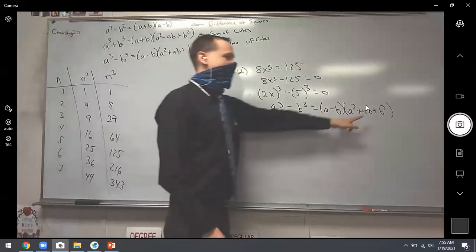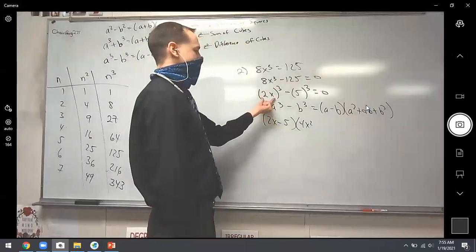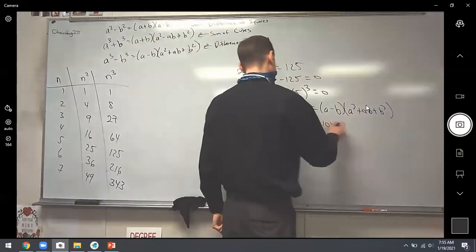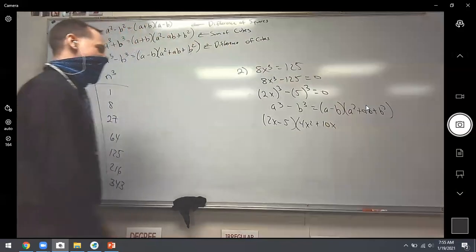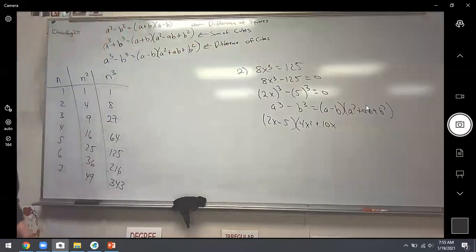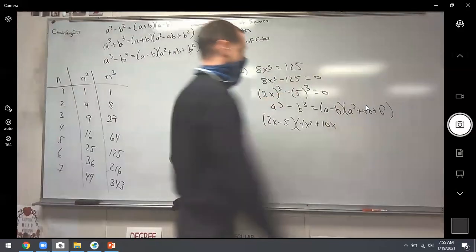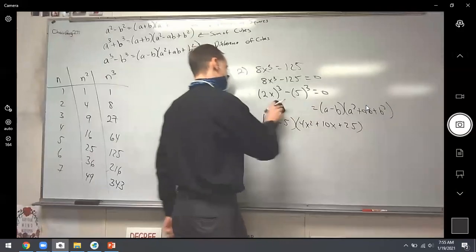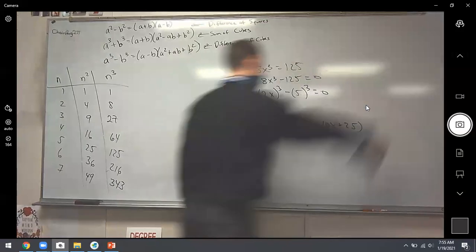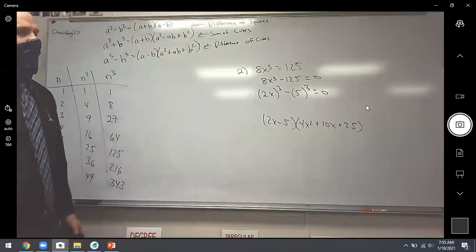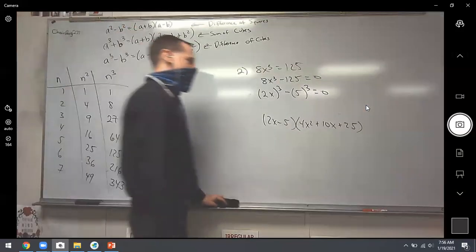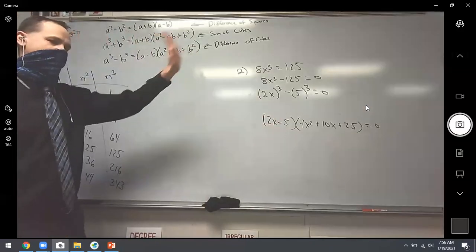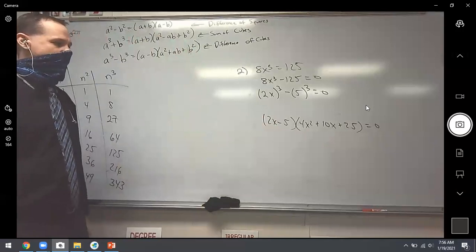Then the formula says plus ab. A was 2x and b was 5. Their product is 10x. And then lastly on the end it says plus b squared. B was 5. 5 squared is 25. So we got that factored down thanks to our difference of cubes right there. All right, well, still equal to 0. You know, never let your equation not be an equation. So if you're setting equal to 0, write equal to 0 the whole way through.